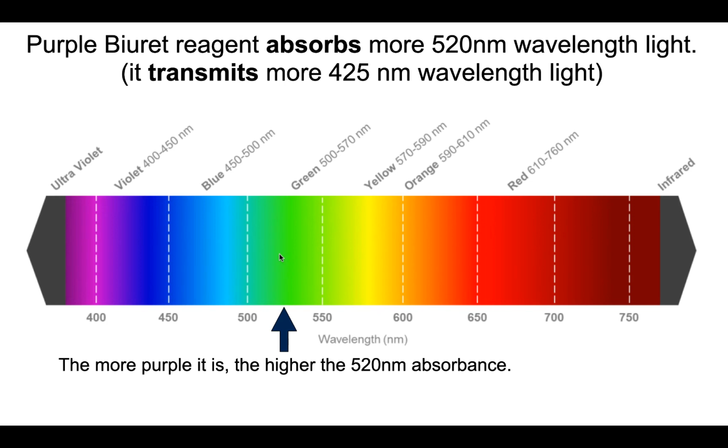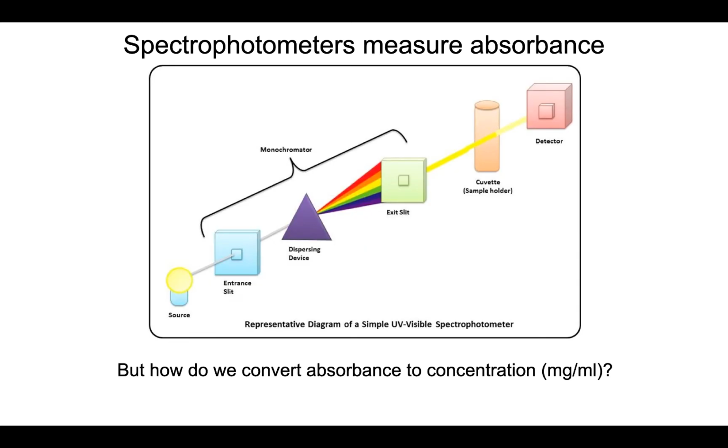All right, great. So now we've got this property of the purple Biuret solution. It absorbs 520 nanometer wavelengths of light very well, whereas the blue form does not. Okay, if only there was a way to actually measure and quantitate absorbance. Well, it turns out there is: spectrophotometers. You watched the video on using a spectrophotometer before coming into lab. Here is the theory behind spectrophotometers.